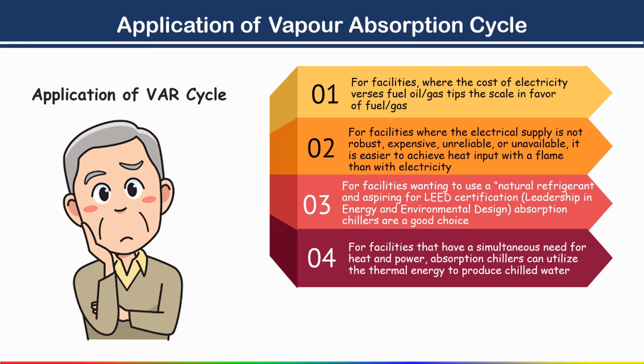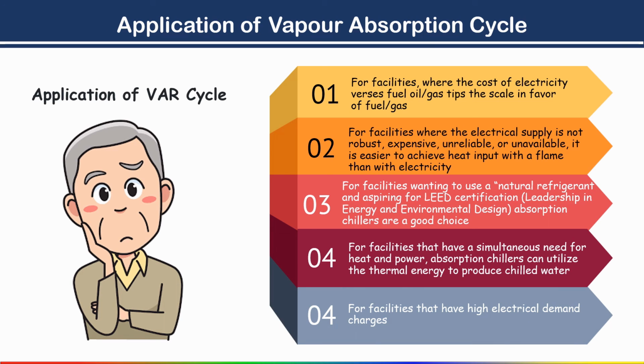So generally, where do we use it? Suppose you have wastewater and you want to utilize that wastewater, in that place you can use this cycle. Otherwise, where the cost of electricity is high compared to fuel or gas, at that time you can use this cycle. You can also use this cycle for facilities that have high electrical demand charges, which I have already explained.